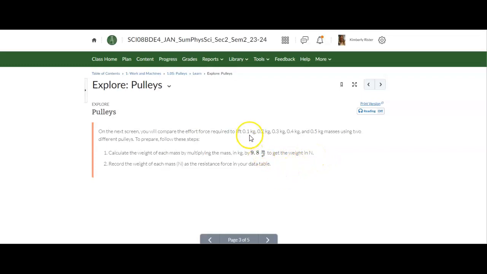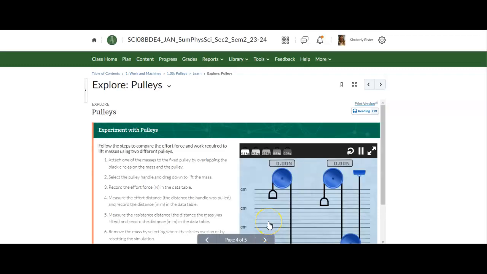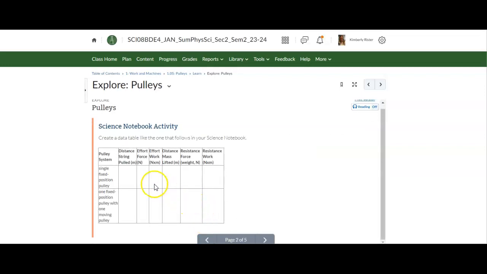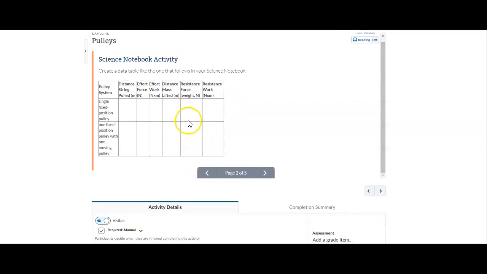So step one is going to be taking each of these numbers and multiplying them by 9.8 to get the weight in newtons. And then it says record that on your data table. So if you go to the next page, or maybe go back, hang on. Here's your data table. So weight in newtons, that number is going to go here. And that's going to be the resistance force.